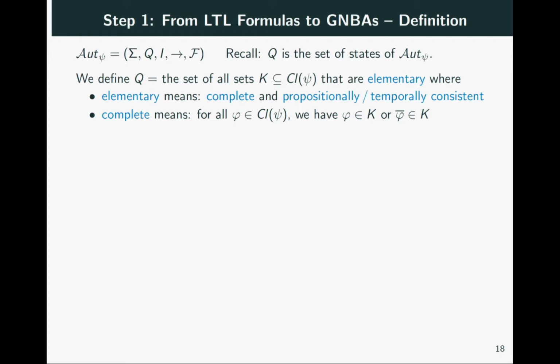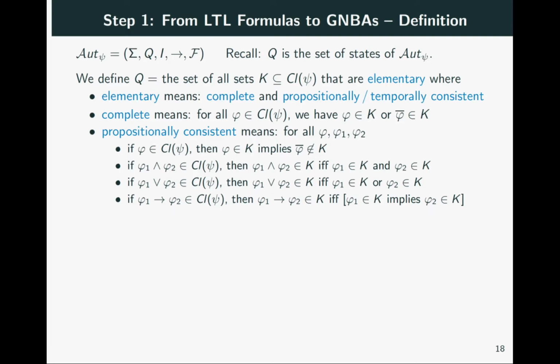Where a set K is said to be complete if for each formula phi in the closure of psi, it contains either phi or its negation. So K contains either phi or its negation. So it decides whether phi should be true or false in that particular scenario.